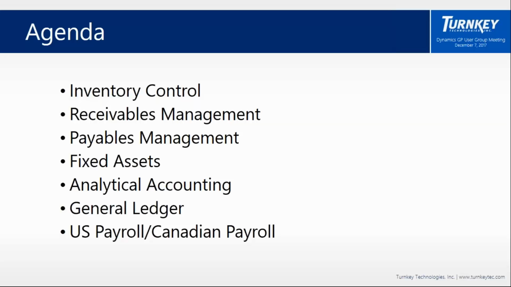So again, you would start with inventory, go to receivables, payables, fixed assets. If you do have AA, I don't think anybody said they did when they were in here before. And then of course general ledger is your last thing to do to close out.